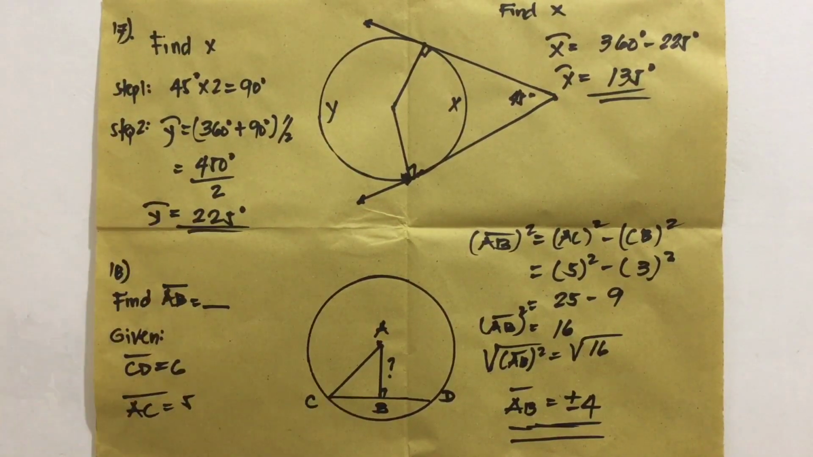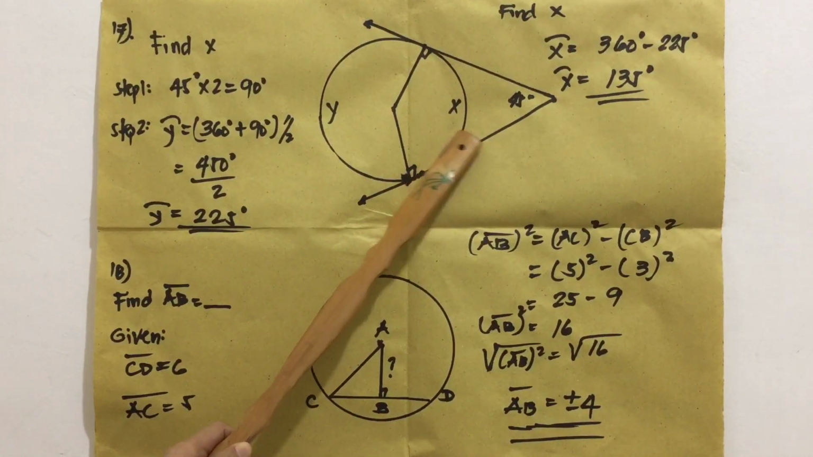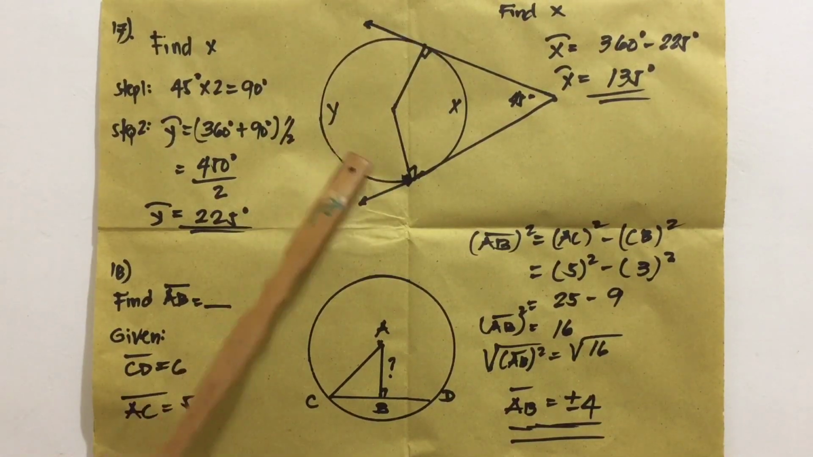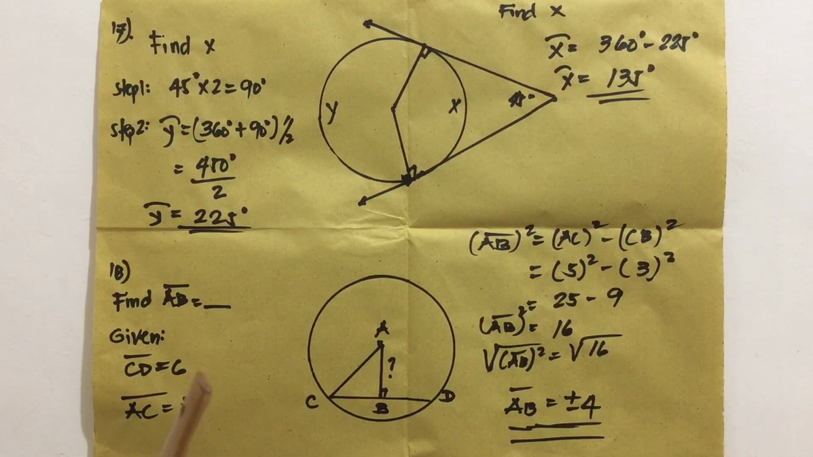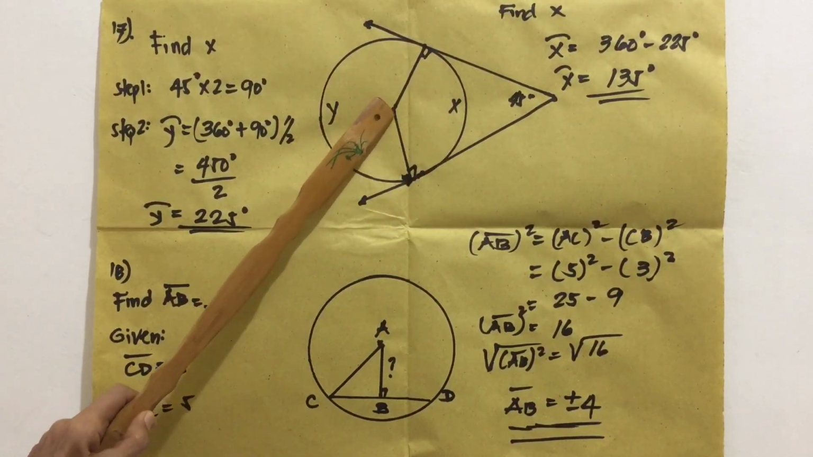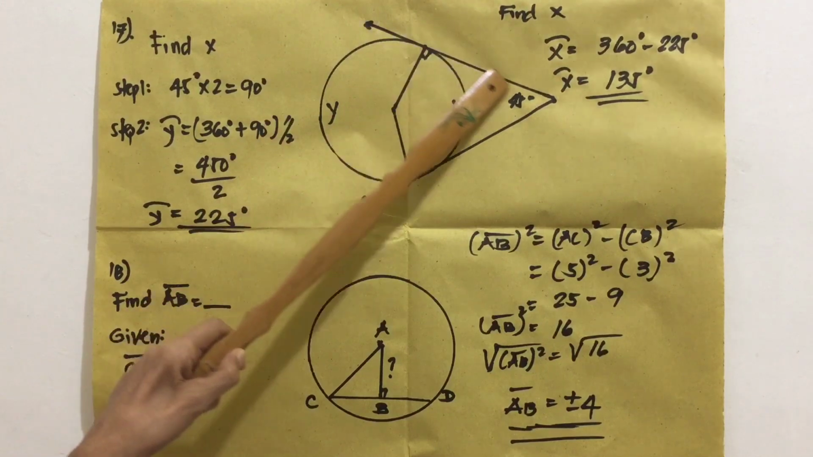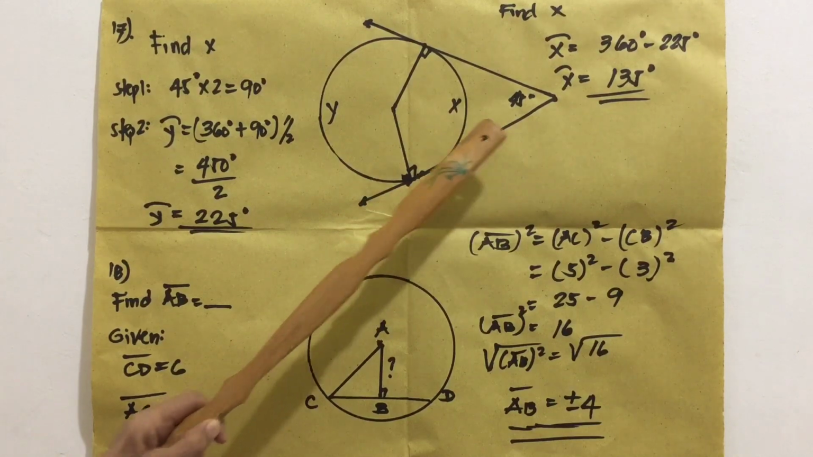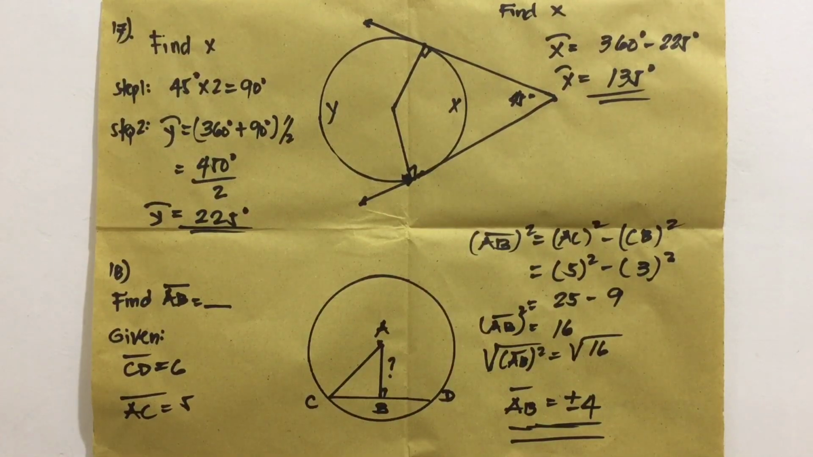Okay, number 17, find the x. In number 16 we were finding the y and x. This time we're going to find the x. In order to find the x, we have first to compute the measurement of the arc y. Given the angle 45 degrees, this is our basis of computation. First, we analyze the circle: we have a radius perpendicular to this tangent line, and the other radius perpendicular to the other tangent, and the tangents intersect each other and form an angle outside of the circle.